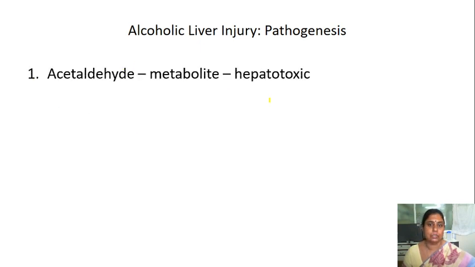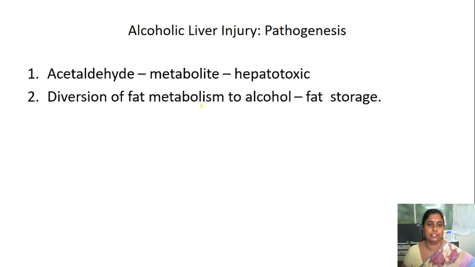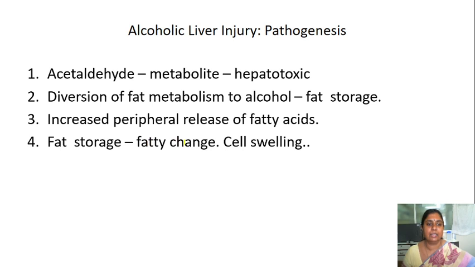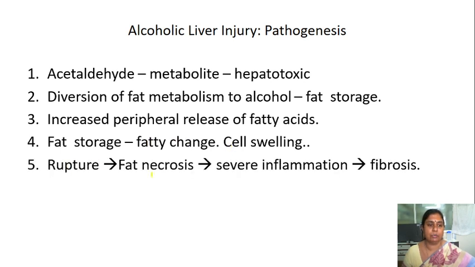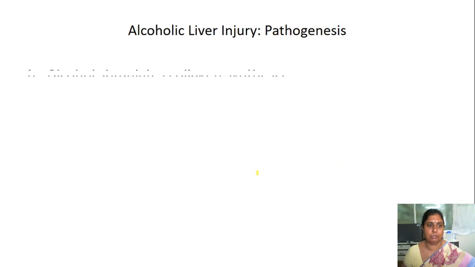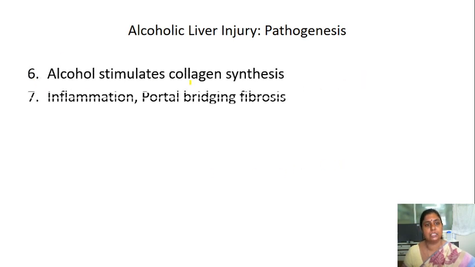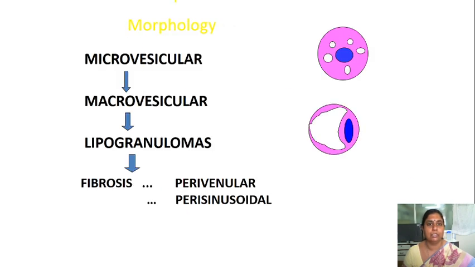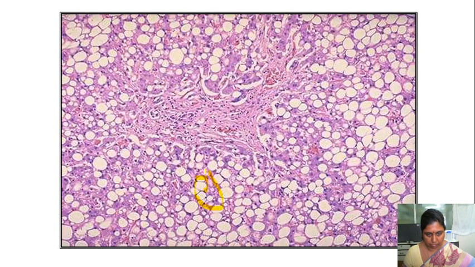So metabolite and hepatotoxin, diversion of the fat metabolism and fat storage, increased peripheral release of the fatty acids, fat storage and fatty change, now rupture, necrosis, inflammation and fibrosis. Then alcohol by itself is a collagen stimulator. Inflammation and portal bridging lead to micronodular cirrhosis. So initially microvesicular fat globules are formed, which coalesce to form a macrovesicular fat globule, the fatty change. This is how we find it in our H&E stain sections.